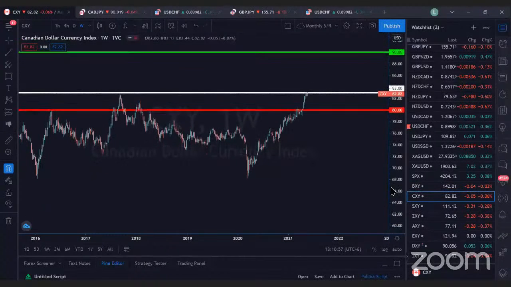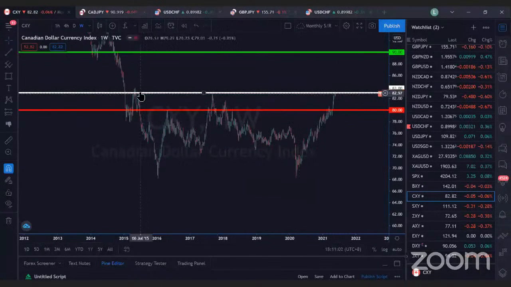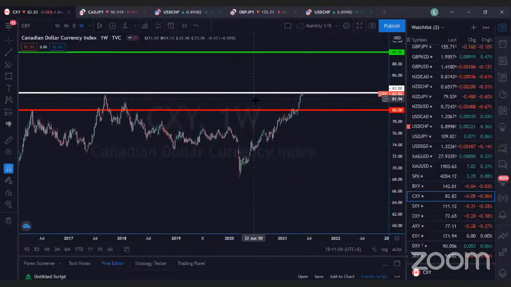CAD. Now, I'm still bullish about CAD, but being mindful that there's a strong horizontal level here. So this coming Monday, I will see how CAD reacts to this horizontal level. If Monday is a bullish close, then I'll be happy to look for more opportunities to jump in for CAD to go long.